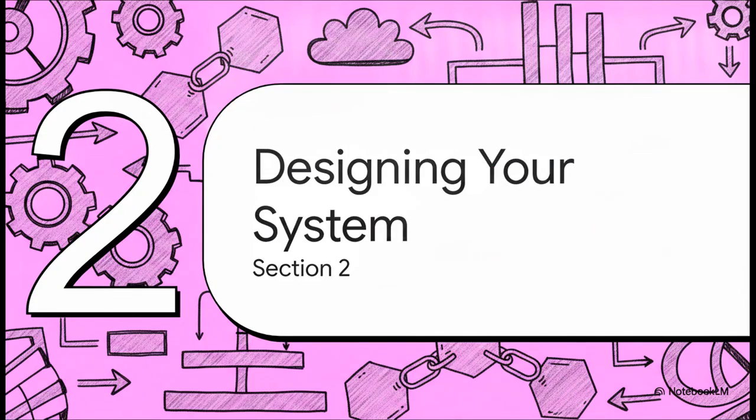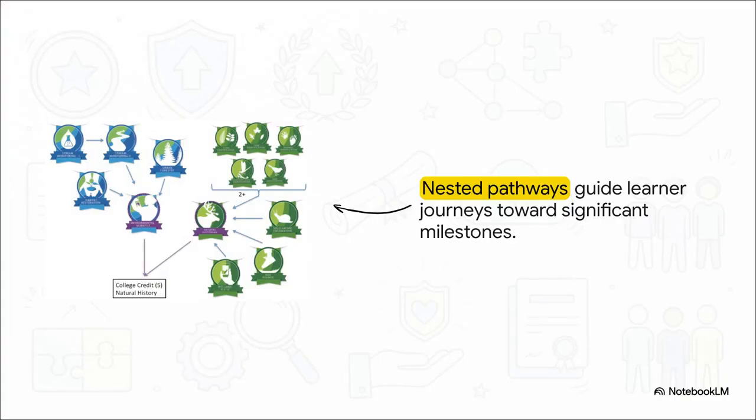Moving right along to Section 2, designing your badge system. So, now that we know what they are, let's look at the macro-level architecture. A truly successful system doesn't just throw random badges at a learner. It organizes them into what we call nested pathways.